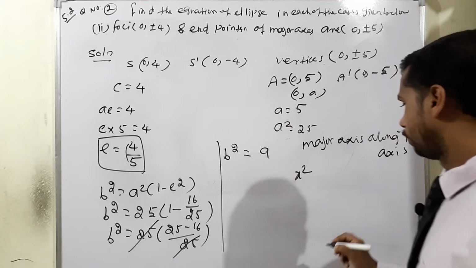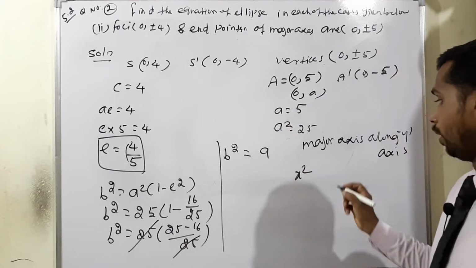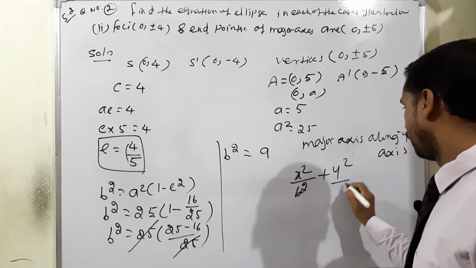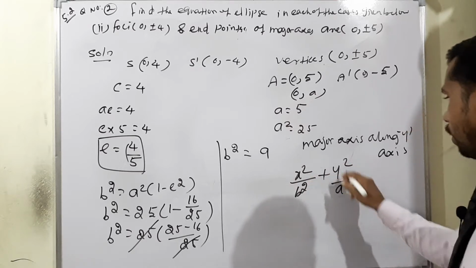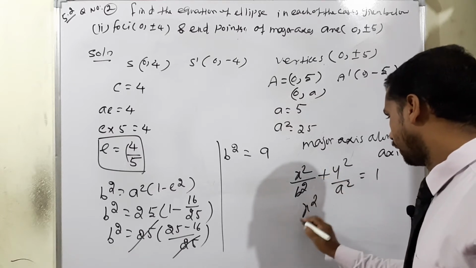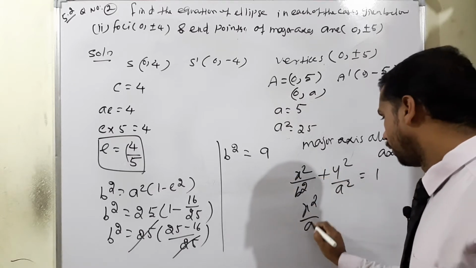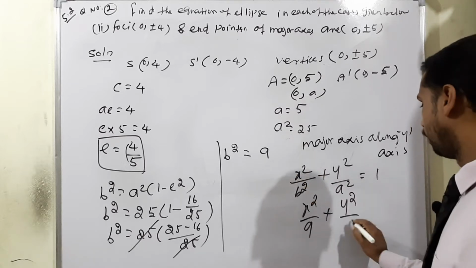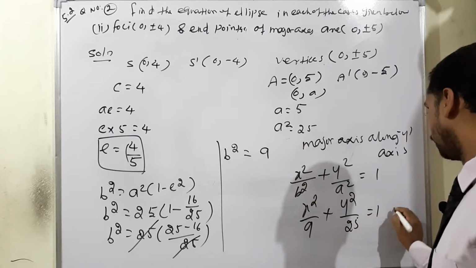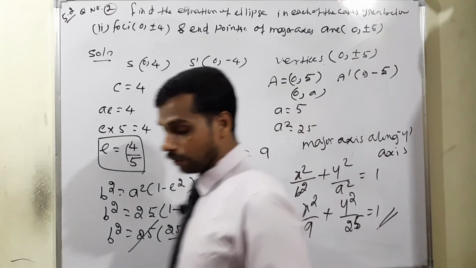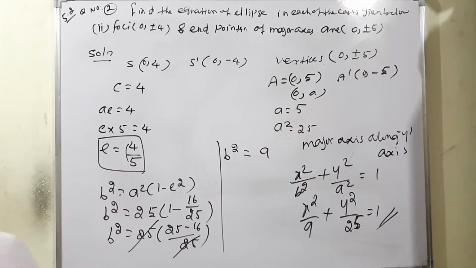So, we have to show the greater value of y square by a square. Okay, x square by b square plus y square by a square is equal to 1. Therefore, the answer: x square by b square is equal to 9, plus y square divided by a square is equal to 25, equal to 1. This is the answer for subdivision two. Okay, I will continue with subdivision third.